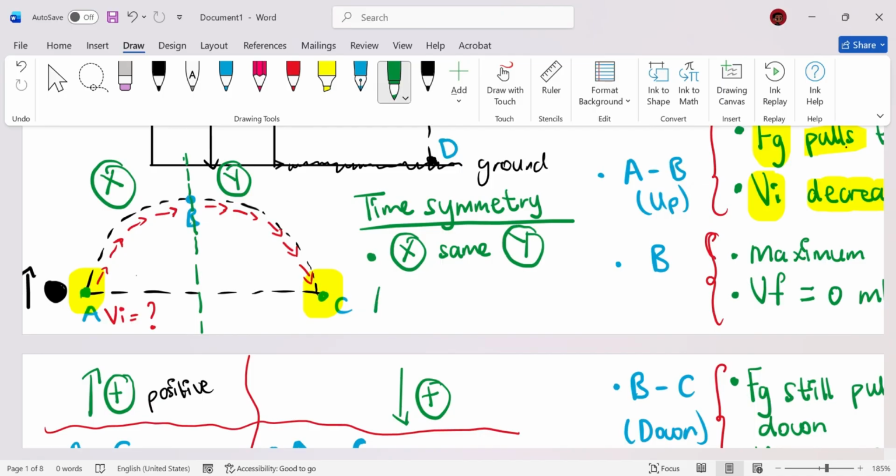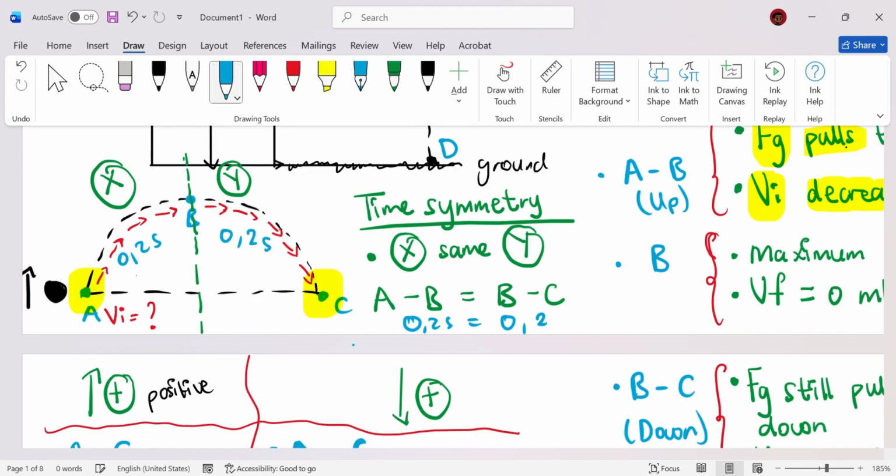Meaning, the time it takes to move from A to B must be equal to the time it takes to move from B to C. So, for example, if from A to B it's 2 seconds, then from B to C it must also be 2 seconds. Once again, if the time from A to B is 0.2 seconds, then the time from B to C must also be 0.2 seconds.